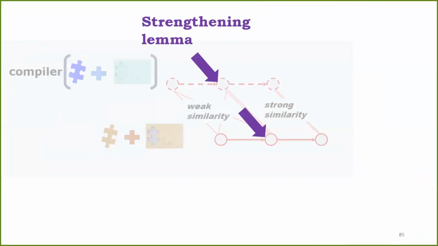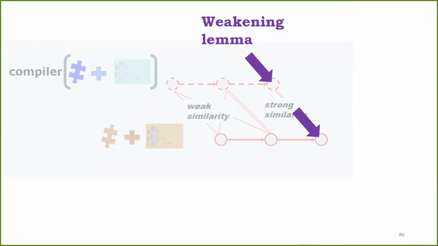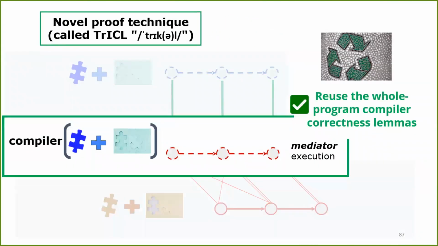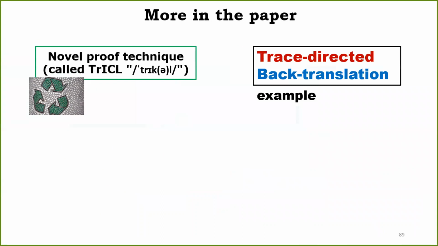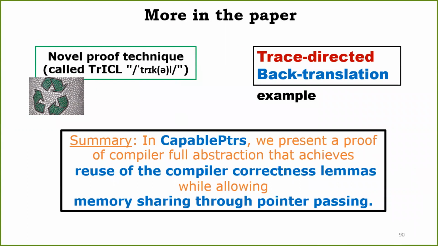The Trickle simulation technique relies on strengthening and weakening lemmas that apply alternately when execution switches between the program and the library. Backing up, the key benefit of our trace-indexed cross-language relation is that it introduces a mediator execution that enables us to reuse instead of reprove lemmas about whole-program compiler correctness. You can find more details about Trickle in the paper, together with an example input-output of the trace-directed back translation. So in summary, we have a proof of compiler full abstraction for a compiler model from a C-like language to a capability architecture. The proof achieves reuse of the compiler correctness lemmas, and the source language allows memory sharing through pointer passing.